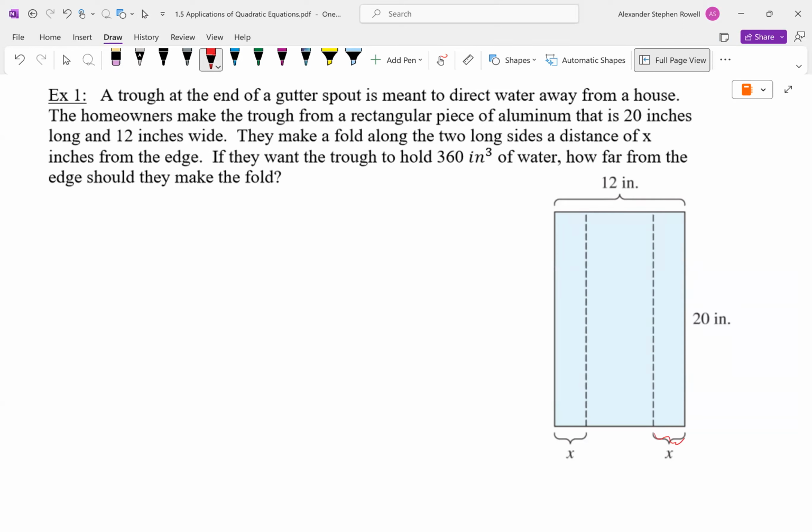Okay, so we're essentially going to fold these up and make a 3D shape. Can you imagine that shape? Can we draw that shape? All right, let's say this is 20, the 20-inch side, and we fold it up. How high would these be? Very good, X inches, right? And how long would that be?